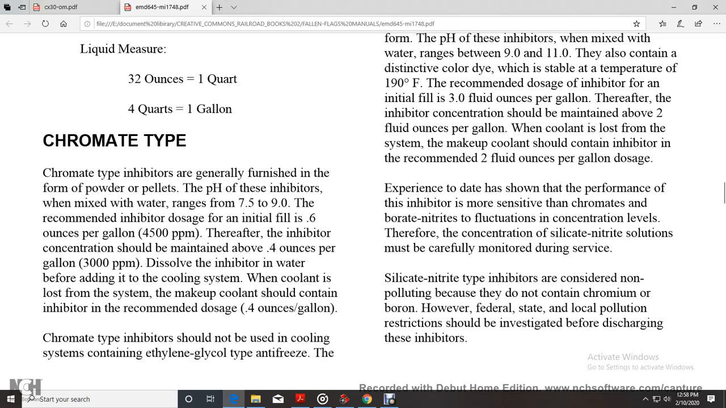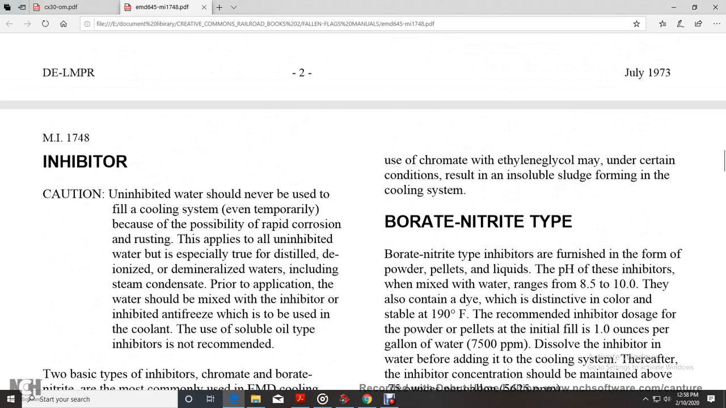A chromate type inhibitor should not be used with a cooling system containing ethylene glycol type antifreeze. Use of chromate with ethylene glycol may, under certain conditions, result in insoluble sludge forming in the cooling system.